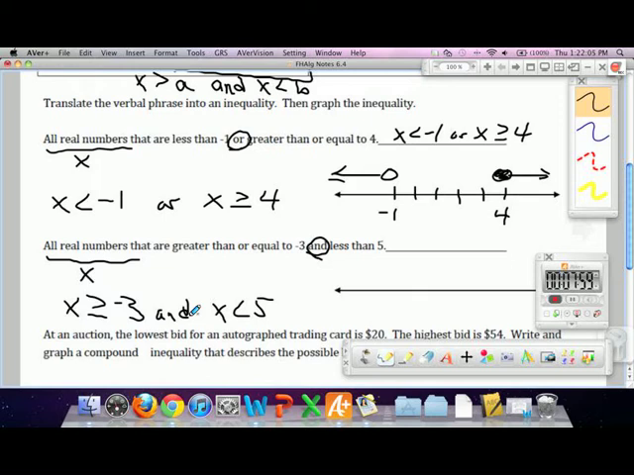Yeah, it says or. Yours says or for the second example? Oh no. Just kidding. I hope not.